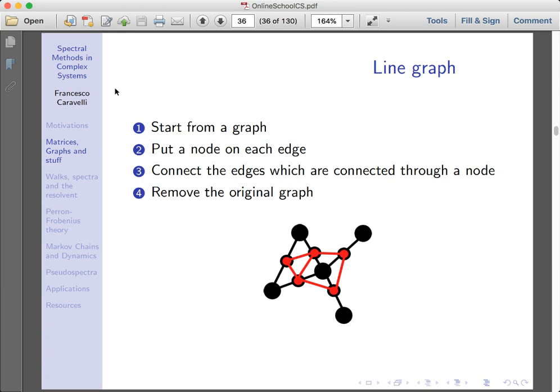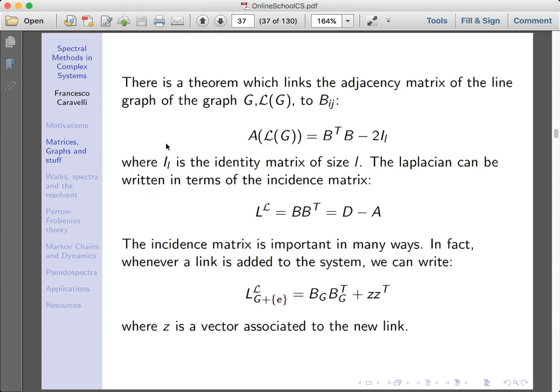And you connect these two nodes if the edges on the original graph, here described by the black graph, are connected through the same node. At this point, you remove the original graph and you're left with the red graph in this slide. And that's the definition of the line graph. I like to use tilde L for the definition of the line graph.